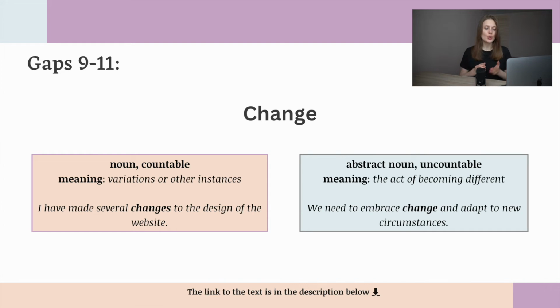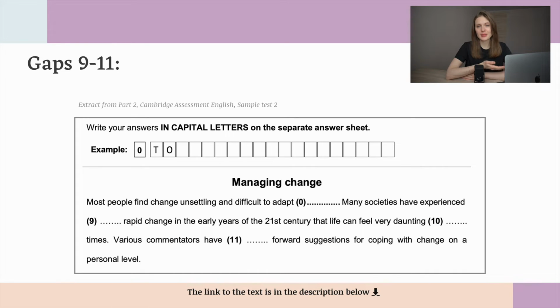For example, we need to embrace change and adapt to new circumstances. In this sentence, it means that something is becoming different in general, without any reference to specific instances. Now let's get back to our text. We can clearly see from the title, Managing Stress, that the text focuses on the general concept of change and doesn't give any specific instances or variations. It means that the noun change is uncountable, thus the article A is wrong in Gap 9.